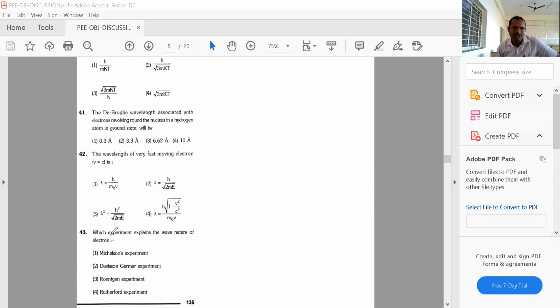Next, 43. Which experiment explains the wave nature of electron? Davisson and Germer did one experiment, and that experiment proved the wave nature of electron. The particle nature of electron is proved by the photoelectric effect. The wave nature is proved by the Davisson-Germer experiment. Very important. So 43 is option 2. Next, question number 44.